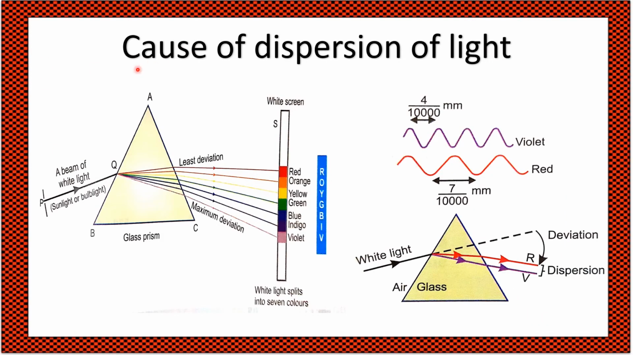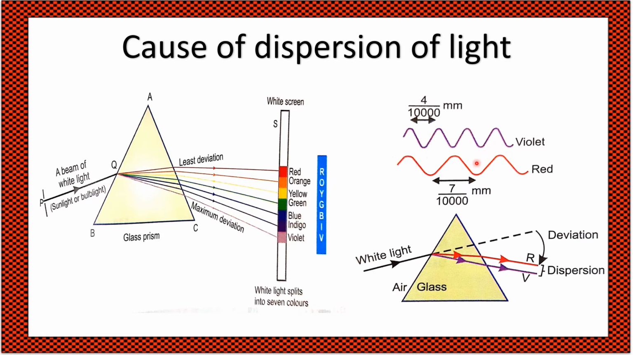Let us learn the cause of dispersion of light. White light consists of 7 colors as we have discussed earlier. It consists of 7 colors, that is red, orange, yellow, green, blue, indigo and violet. Each color has its own wavelength. The wavelength of red color is longest. You can see here, which is the least deviated one, but the wavelength is the longest, and the wavelength of violet color of light is the shortest.